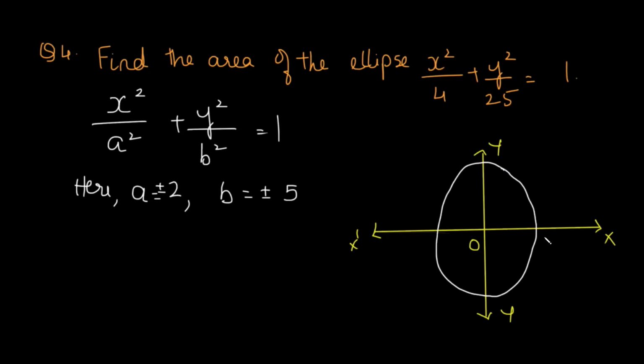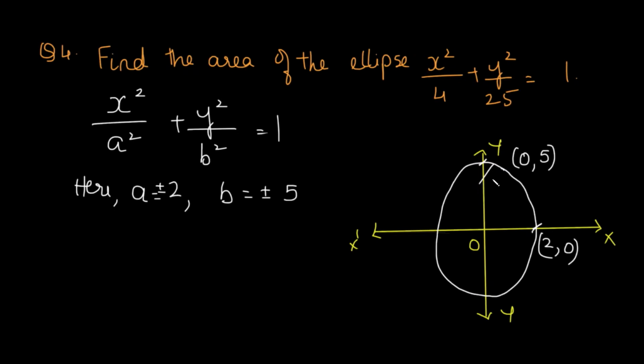Okay, so here the ellipse is touching the x-axis in the first quadrant at the point (2, 0) and the y-axis at the point (0, 5). So what we do is we find the area of the region between x = 0 and x = 2 by using the integration formula for area, and then we multiply it 4 times to find the entire area.